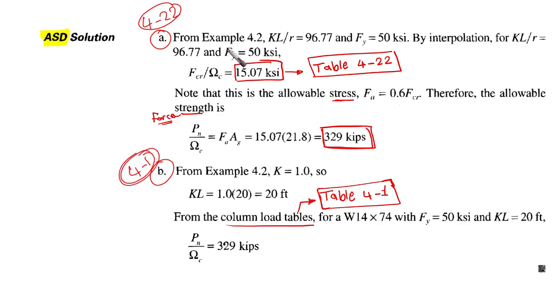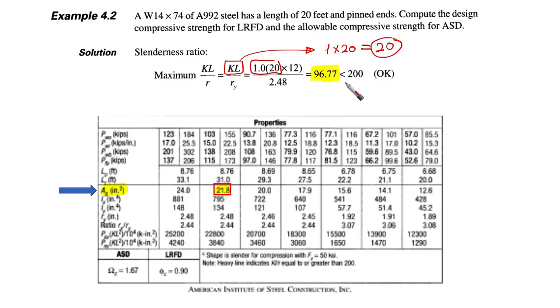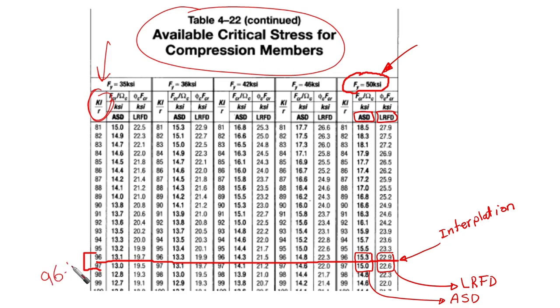So from the example, again, we have KL over r. Take care that we are using KL over r here. It is 96, F yield 50 as we said. By interpolation for KL over r, we're going to obtain the value. It is 15 something. Let's go to this table and see how we can get this. It is the same table as we used in LRFD. Then this is KL over r, we know it. It is 96 point something as we said.